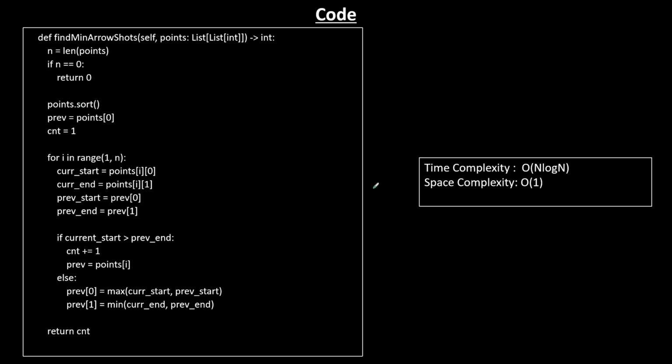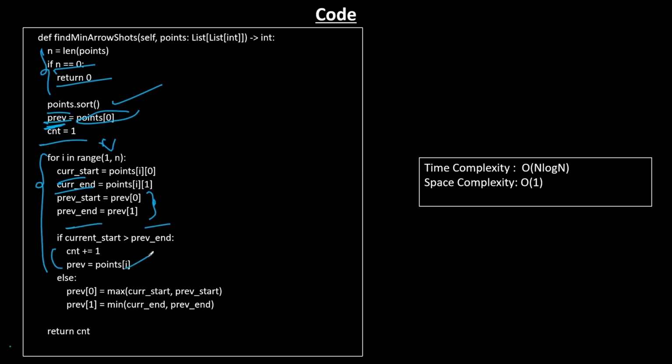The code is the exact copy of the approach discussed. Let's understand it line by line. This is a base case, right? If n is 0, return 0, nothing to do. We sort the points array. We store the 0th index values into previous and initialize count with 1. Now this is the for loop. From the points, we take out the current start and current end. And from the previous, which we stored here, since we are starting from 1, we will take out the previous start and previous end. Now this makes it easier to read and do the maths, right? So we can find, okay, if current start is greater than the previous end, increase count and update. Otherwise, take the max and min and move ahead.